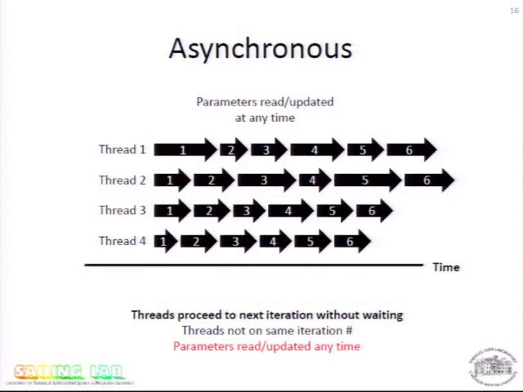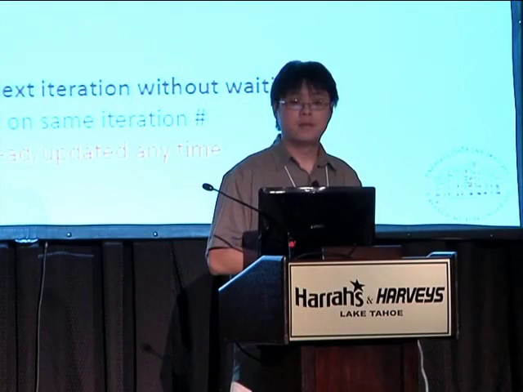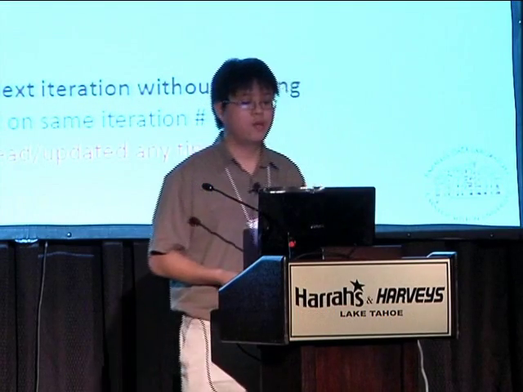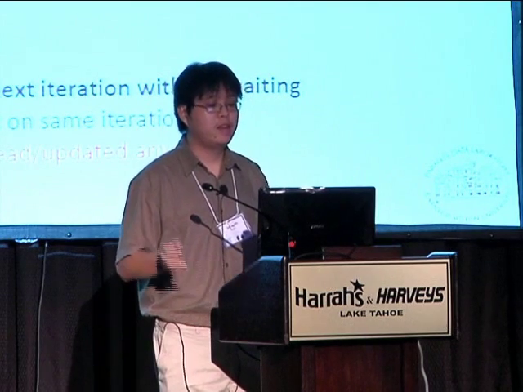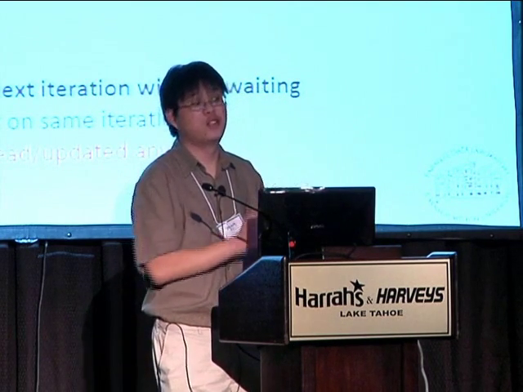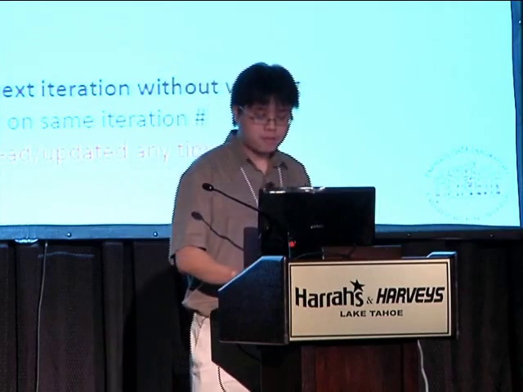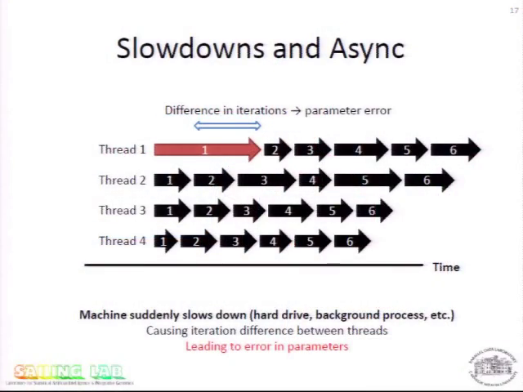In the asynchronous setting, we're going to say threads can proceed to the next iteration without waiting. So in general, they're not going to be on the same iteration number. The parameters can be read and updated any time, so that sort of removes the synchronization barrier bottleneck. What happens when a machine suddenly slows down?